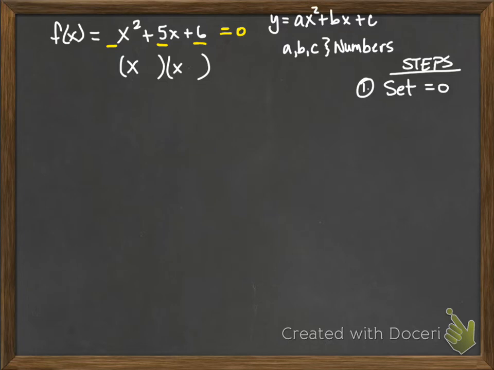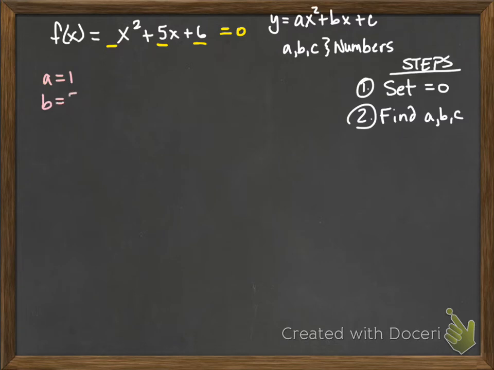Let me get these out of the way because I'm going to find those, but we don't know what those are yet. Okay, step 2. We need our a, b, and our c. So find a, b, c. Well, our a in this case is a 1 because there's nothing there, right? So a is 1, b is 5, and c is 6, right? 1, 5, 6. Okay, so we're good with that.